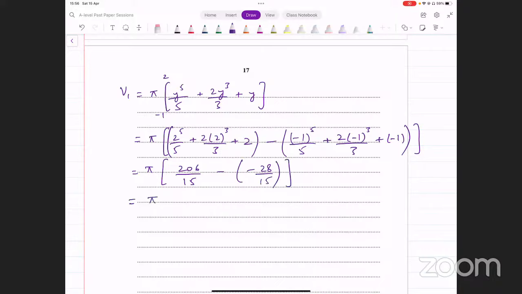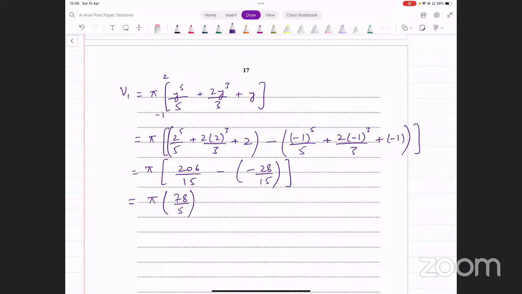And if we simplify this, we get 206 plus 28 whole divided by 15. So that's 78 over 5, times pi. Can somebody confirm this? This is okay, 78 over 5 times pi. It doesn't look correct for some reason. Let's look at the working again.